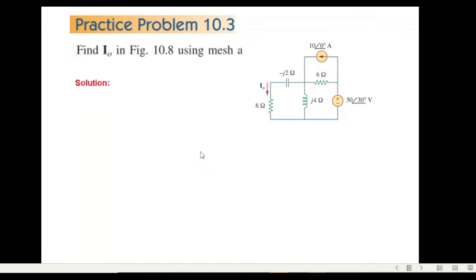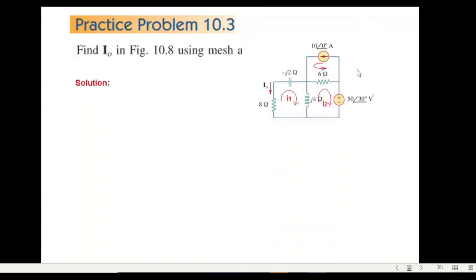So let's first of all redraw the circuit with the currents, the loop currents or the mesh currents. This is I1, this is I2. This I'm not naming as I3 because this current, 10 ampere, is the current through this mesh.